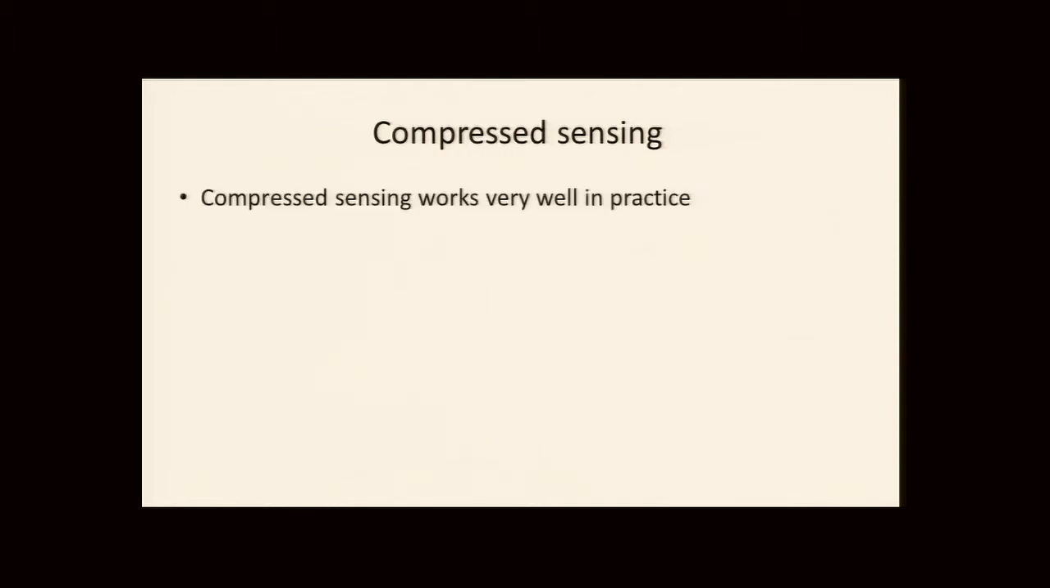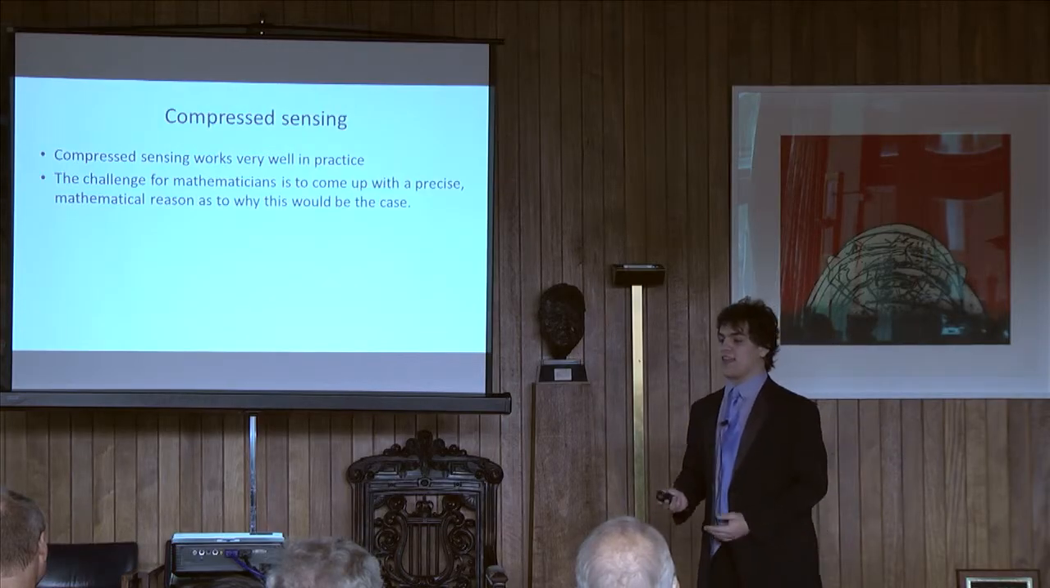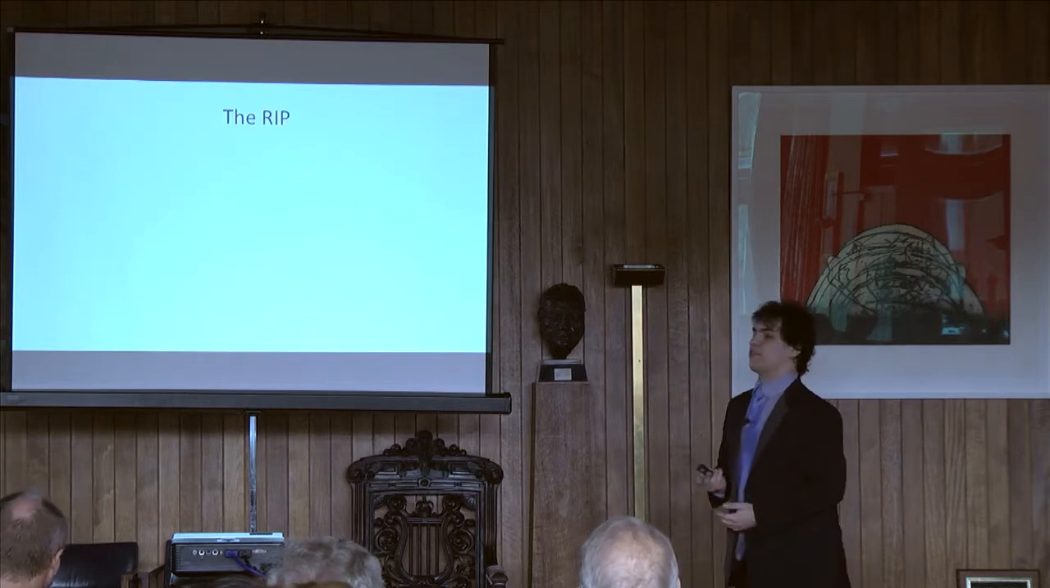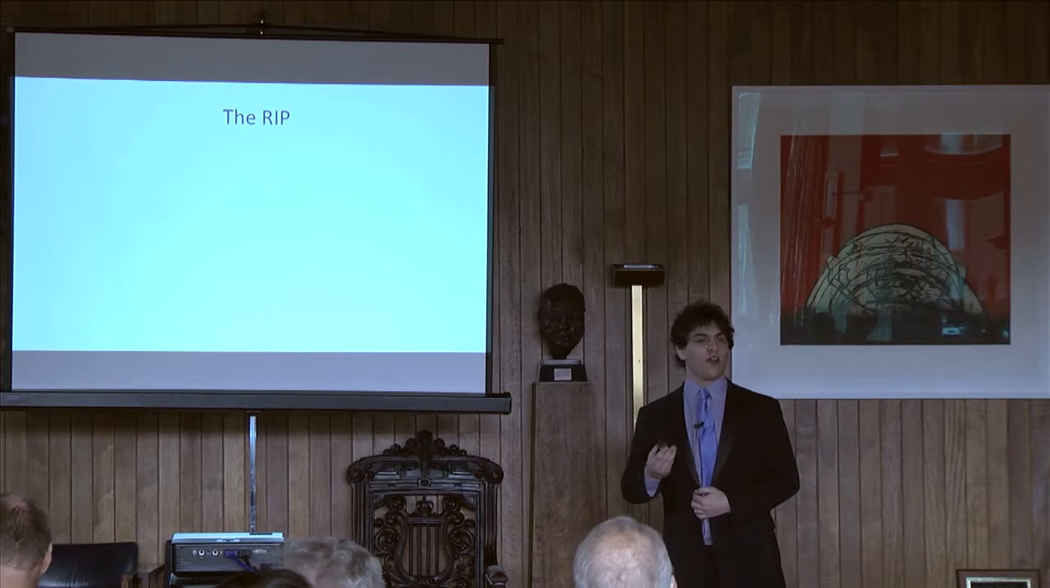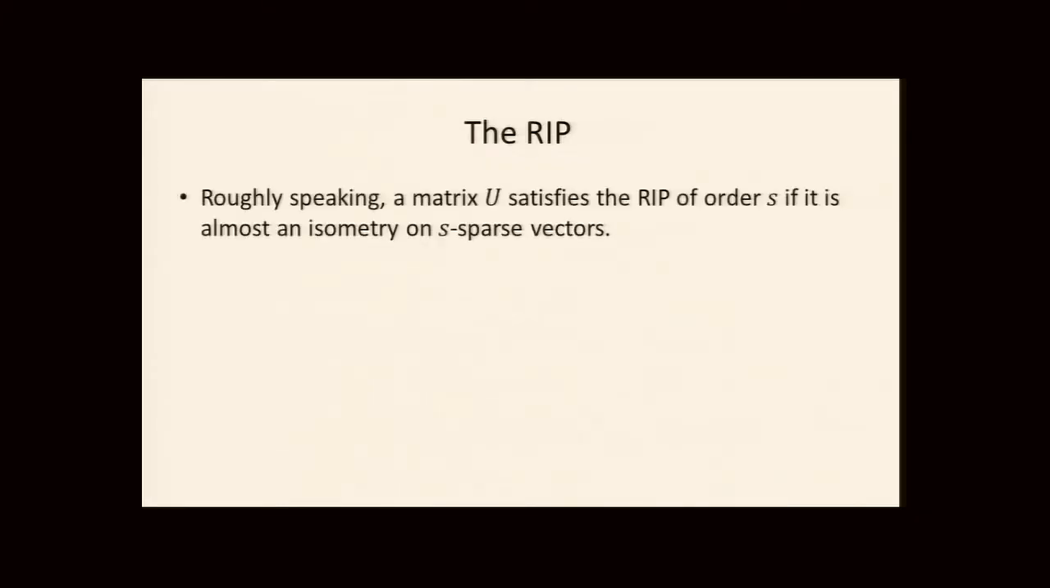It works really well in practice. People are doing 15% of the MRI scans that they'd need to previously and getting pretty much the same results. Now, as a mathematician, you say, why is this natural phenomenon occurring? People are doing this thing in practice, and it is working, and we want to know why. What is the mathematical reason? So, the clever idea was this thing called the RIP, and I'll talk about that now.